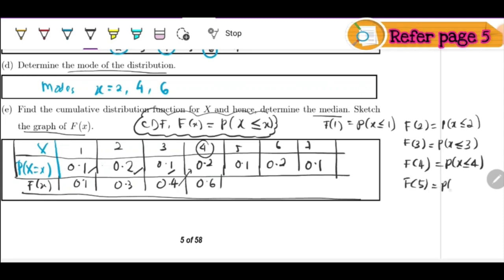F(5) means P(X) less than or equal to 5. So we can add up F(4) plus the probability of x equals 5. So we get 0.7. So F(6) is 0.7 plus 0.2. So we get 0.9. And the last one is F(7), 0.9 plus 0.1. So we get 1. So remember, the last column of CDF must equal 1.